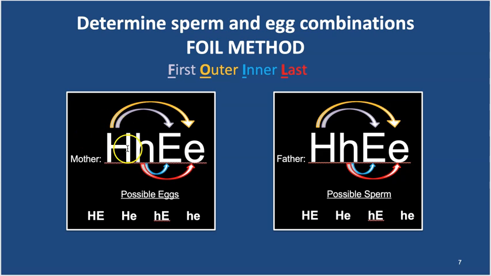So in this case, that's a capital H from the first trait and a lowercase e from the second trait. So there's our second combo. Inner, you're combining the inner two genes. So in this case, that is a lowercase h from the first trait and a capital E from the second. So there's your third possible egg. And the fourth is last, so it's the last gene from each. That's a lowercase h and a lowercase e.